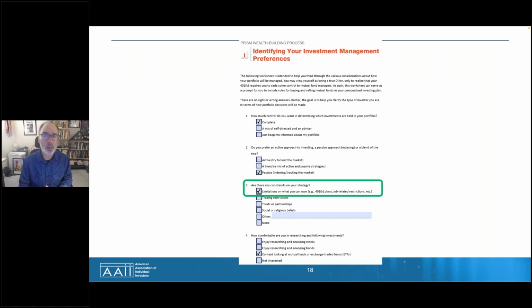So when we thought about Bob and Jane, they wanted to use a 529 plan. So you see where I have this green box. In this case, they do have constraints. And so although they might want complete control, they realize because they're investing in a 529 plan, they're going to be limited to what the offerings are in that 529 plan. That's not a question of good or bad. It's a question of, this is my constraint. I need to adapt my investment selection rules to that constraint.